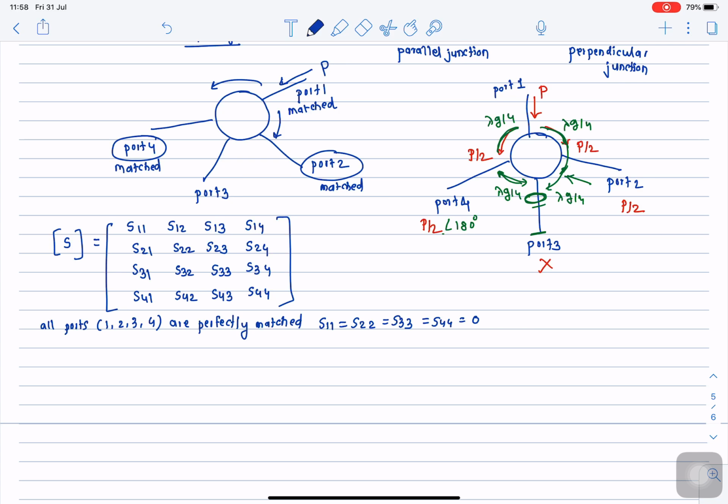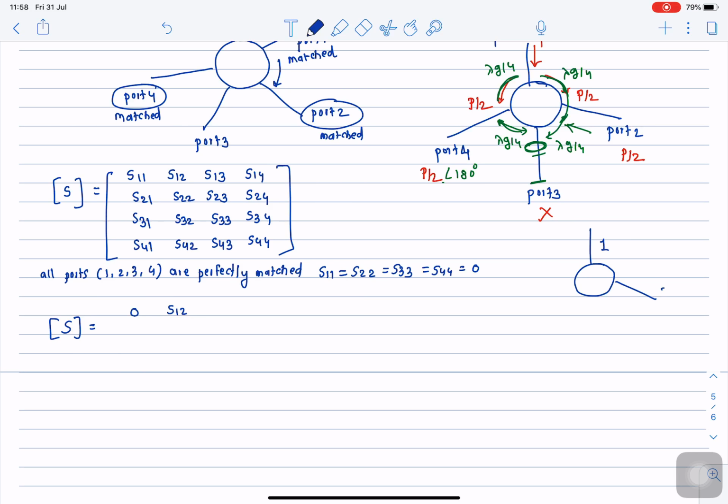So if you replace these values over here with 0, see here, this is the hybrid ring, port 1, port 2, port 3 and port 4. When the signal comes at port number 1, you get it at the adjacent ports. So from 1 to 2 is possible and from 1 to 4 is possible. So 1 to 2 is possible, 1 to 3 is not possible, so that's why S13 is 0. 1 to 4 is possible, so you can write S14.